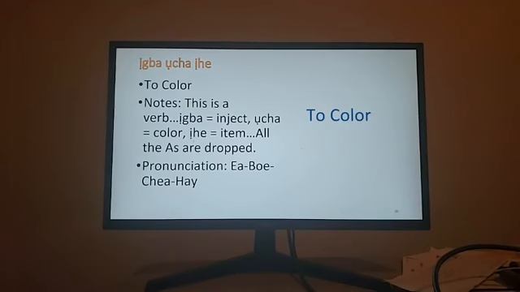Those words literally mean: Eba means to inject, Ocha is the word for color, and Ihe is an item. So basically you just said, to inject color into an item, which in English means to color. So again, to say it the common way, Ea-Boe-Chea-Hay, to color.